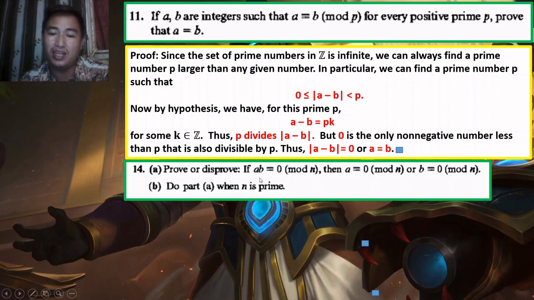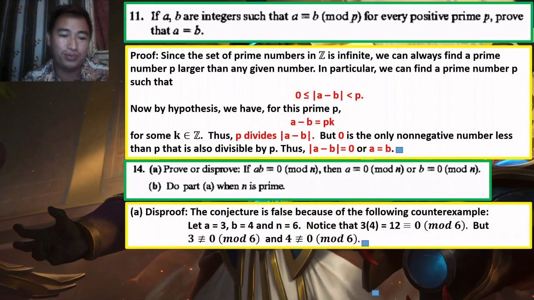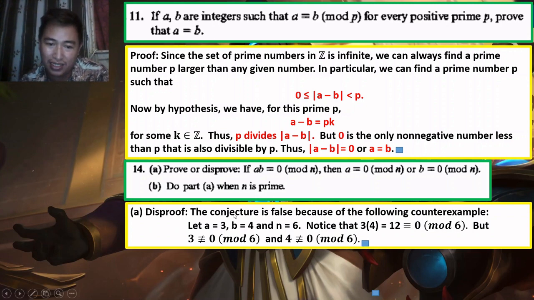Di ba? Kay 3 is congruent to 3 mod 6, okay. Then 4 is congruent to 4 mod 6. Lahi siya, class. So, ato siyang i-disprove. So, disprove. The conjecture is false because of the following counterexample. So, let A equals 3, B equals 4, and then N equals 6.